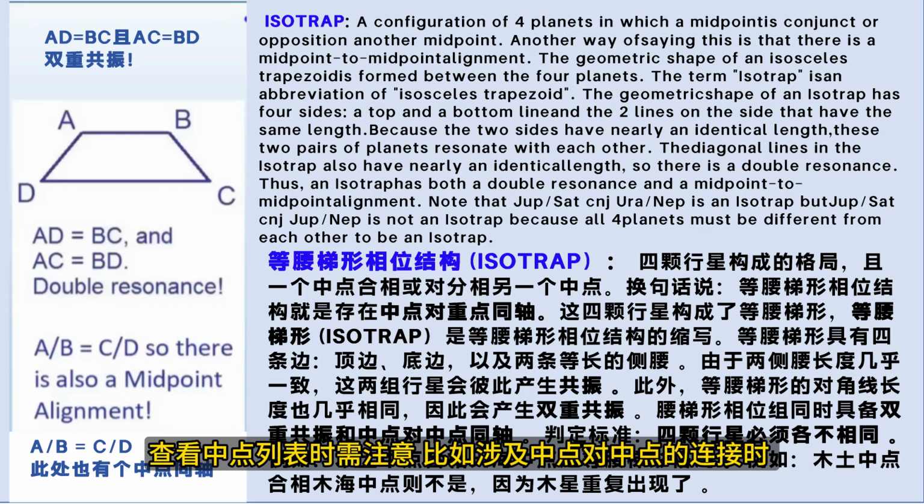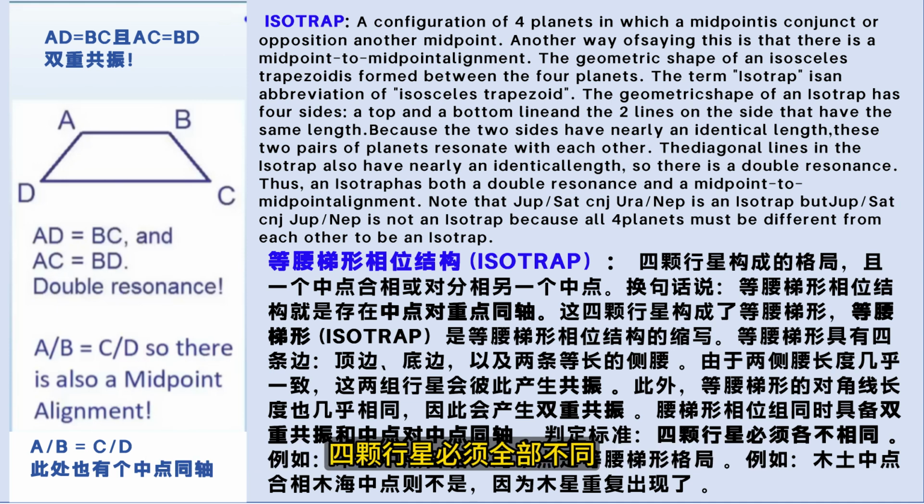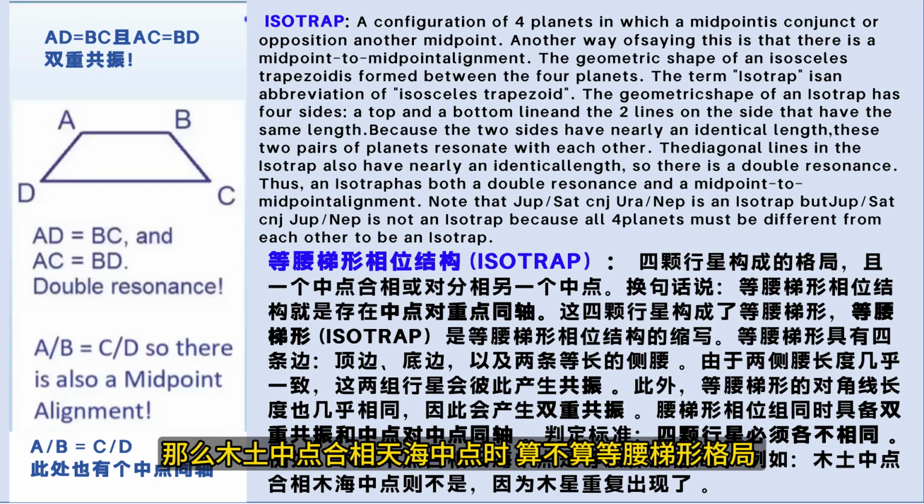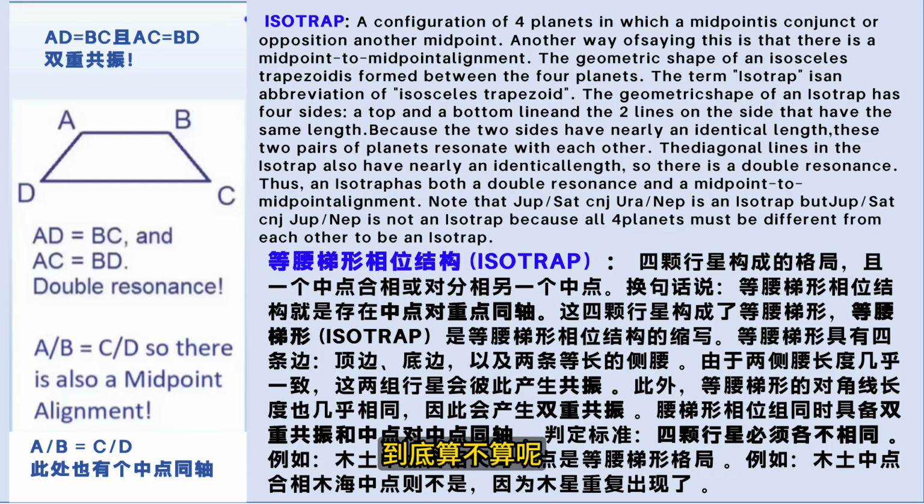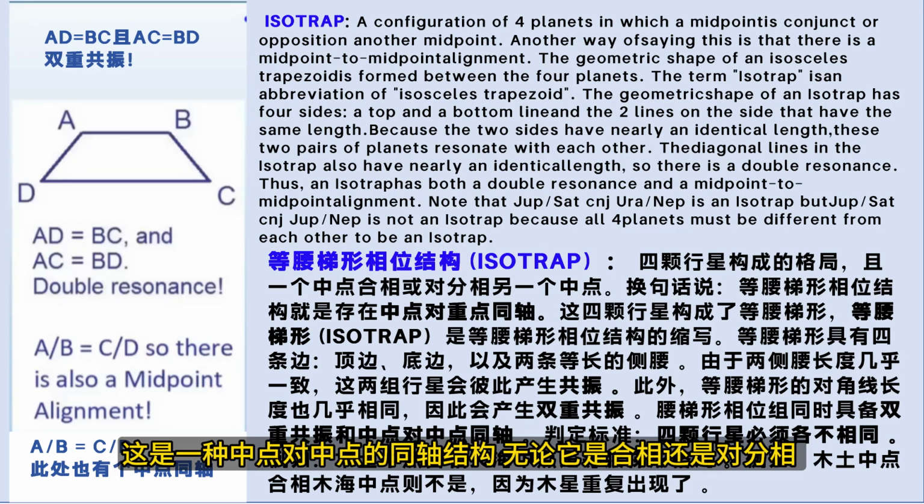Note that if you're looking at a listing of midpoint to midpoint connections, all 4 planets obviously have to be different. So Jupiter, Saturn midpoint, conjunct Uranus, Neptune midpoint: is that an isotrap? Question: yes or no? Answer, yes. It's a midpoint to midpoint alignment.